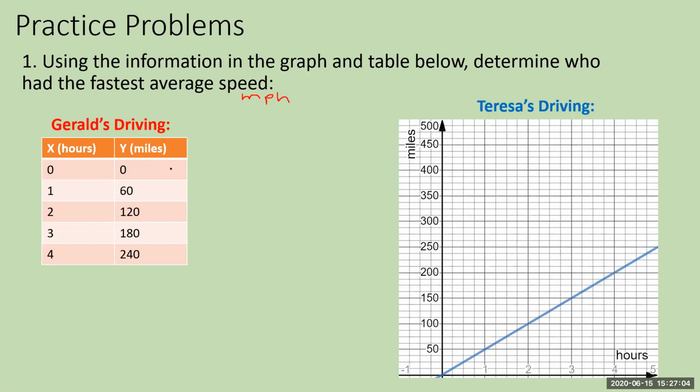Take a minute, look at the table, see if you can figure it out. So his change in y here, if we look at it, each time the change in y is 60. And the change in x each time is 1.